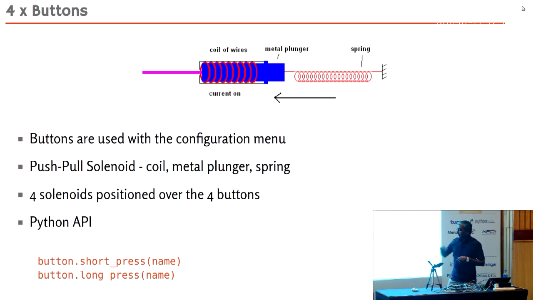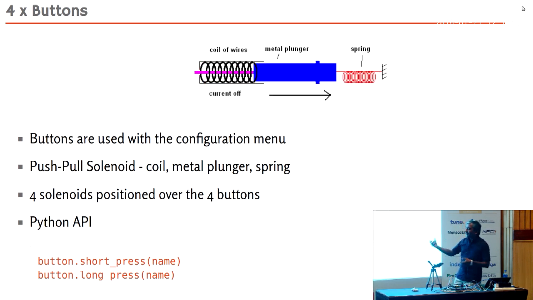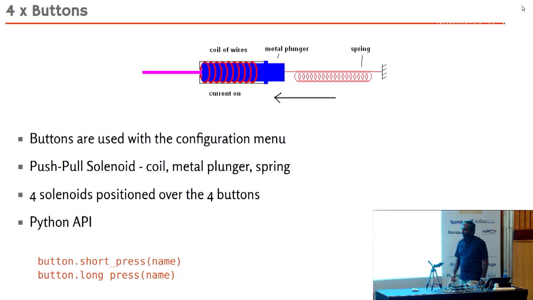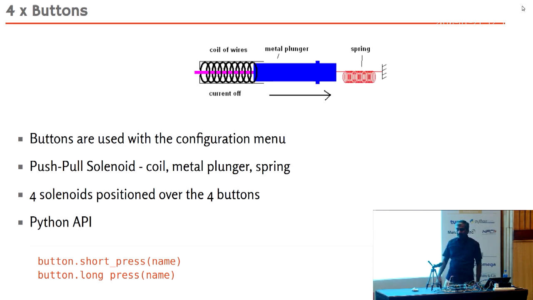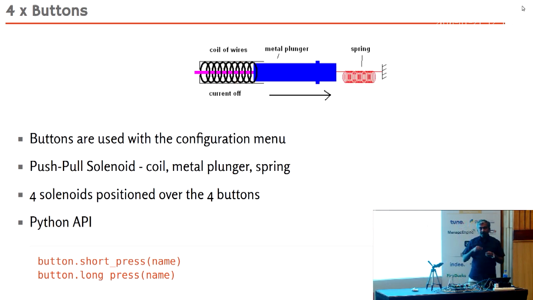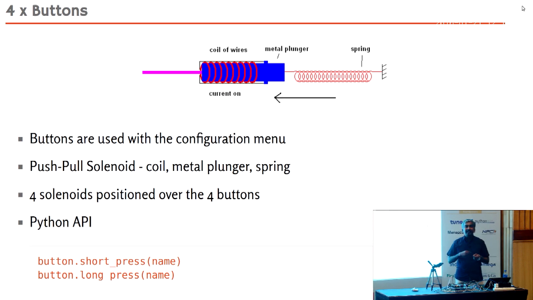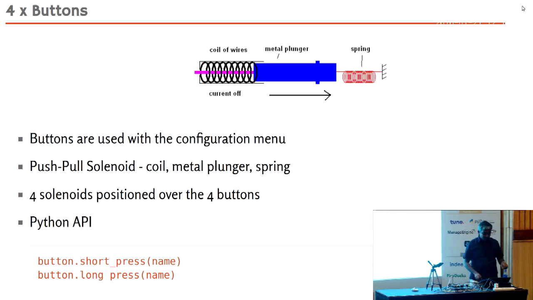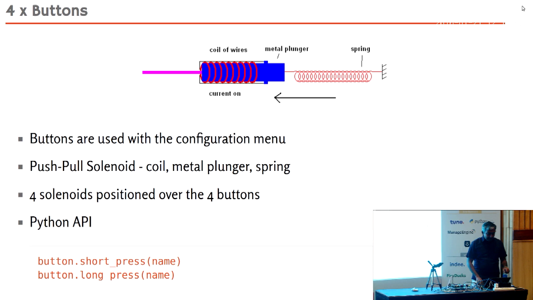We have a bunch of Python APIs implemented that will control this solenoid. We have short press and long press functions to press a button for a short period or a long period, because based on that, the device will have different behaviors. So that is how we control the buttons.